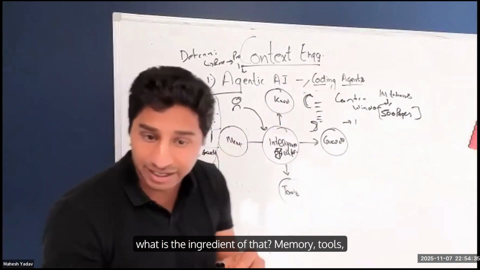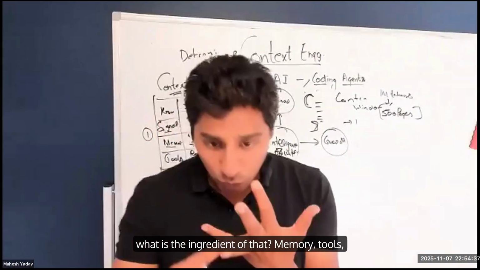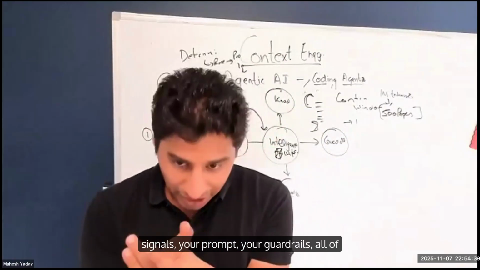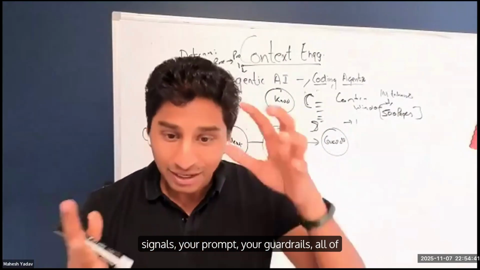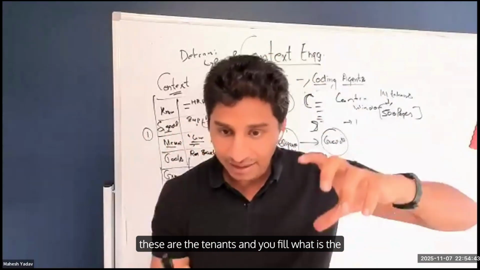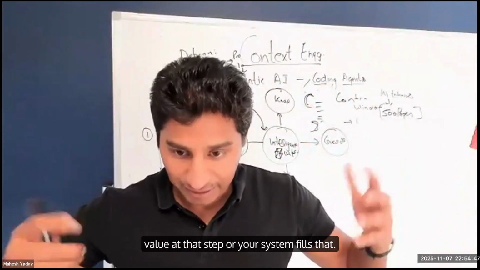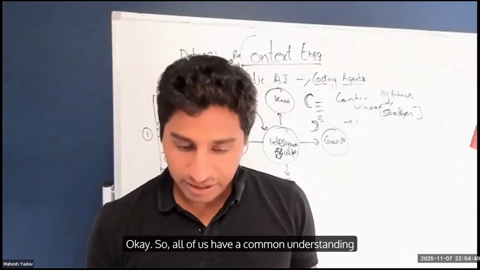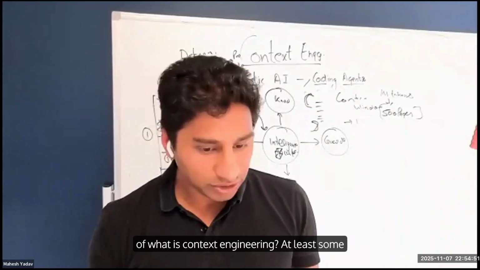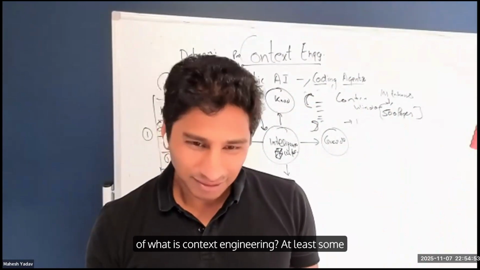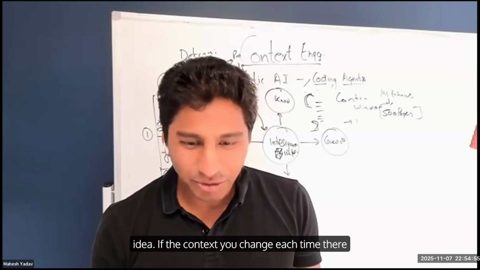And what are the ingredients of that? Memory, tools, signals, your prompt, your guardrails, all of these are the elements, and you fill in the value at that step, or your system fills that. Okay, so all of us have a common understanding of what context engineering is, at least some idea. Good enough.